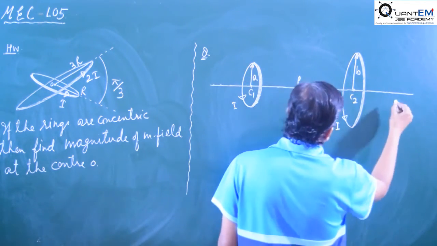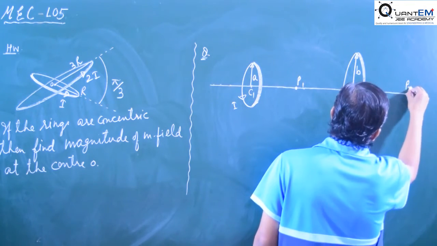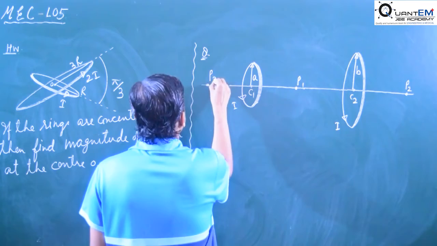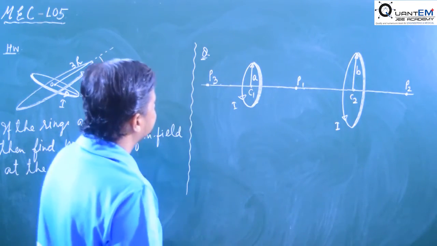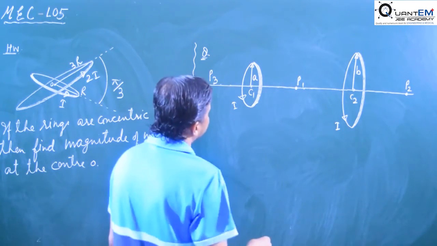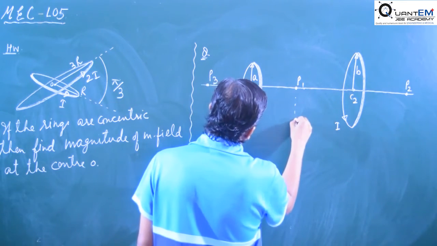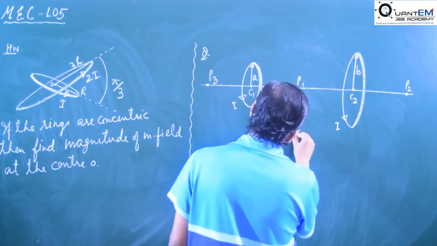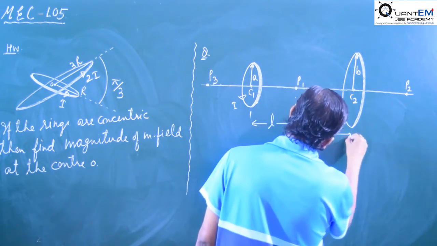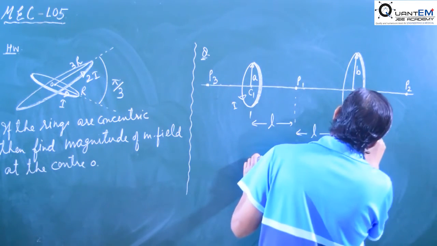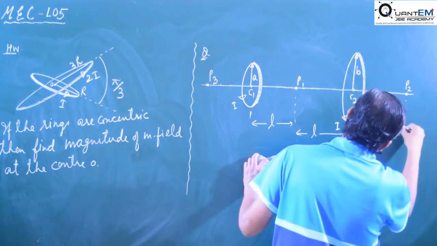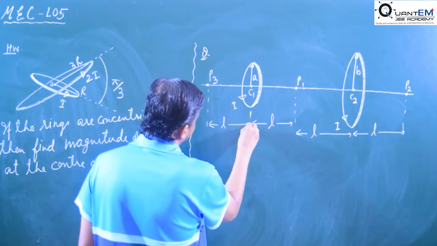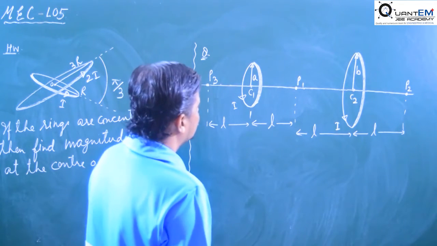This point is P1, this point is P2, and this point is P3. Okay, this distance we have L, this distance is also L, this one is also L, and this distance is also what? L.